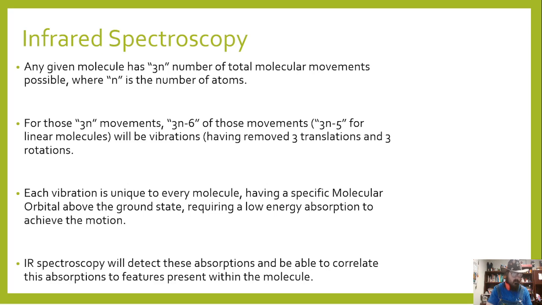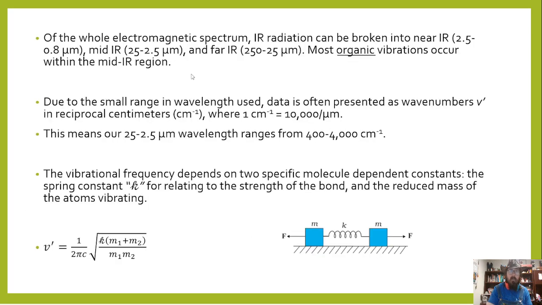Now, of the whole electromagnetic spectrum, infrared radiation can be broken down into the near IR, which is our 0.8 to 2.5 micrometer range, mid IR, which is 2.5 to 25 micrometer, and the far IR, which is 25 to 250 micrometer. Now, most organic vibrations will occur within the mid IR range.